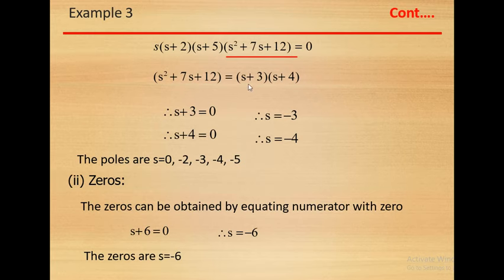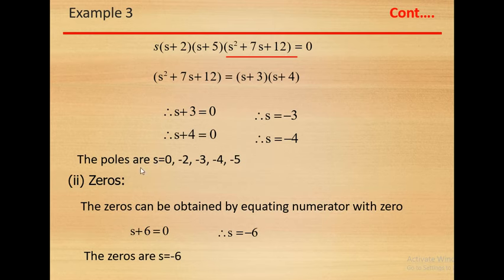Here I again have 2 choices after substitution of these values. This bracket can be replaced with these 2 brackets. So I can put s plus 3 equal to 0, or I can put s plus 4 equal to 0. Again 2 new values we have got here, s equal to -3 and s equal to -4. Now see the value of poles.